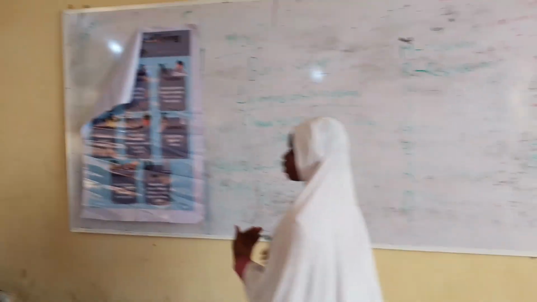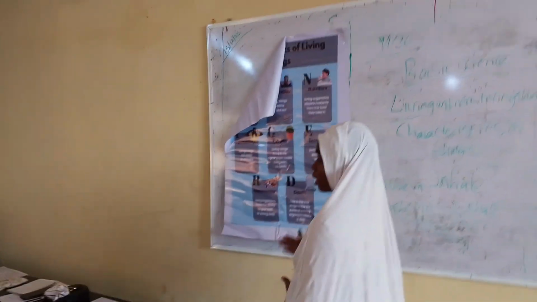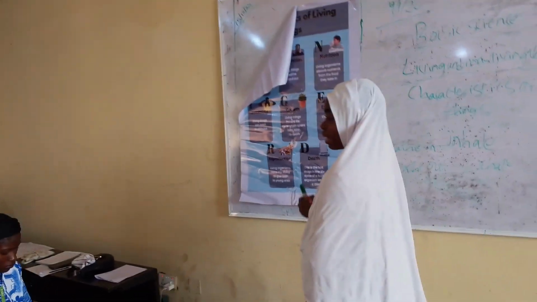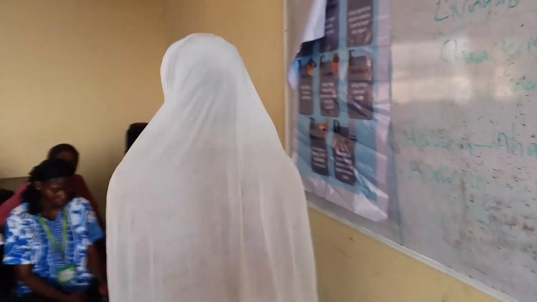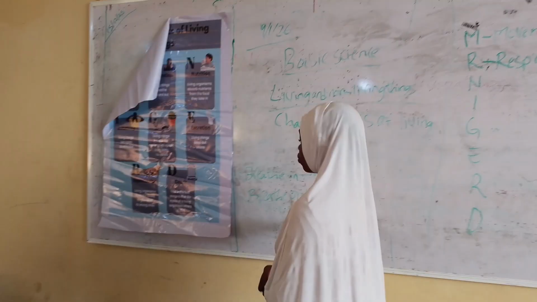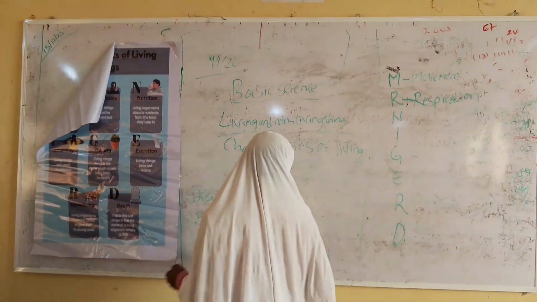When you breathe in oxygen, you breathe out carbon dioxide, which you don't need. But plants take in carbon dioxide and breathe out oxygen. That is why we encourage planting more trees in our environment, because plants give you the oxygen you need to survive, and they also take away the carbon dioxide that you don't need. Carbon dioxide is CO2.